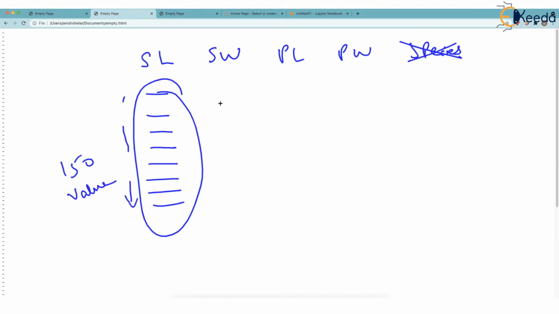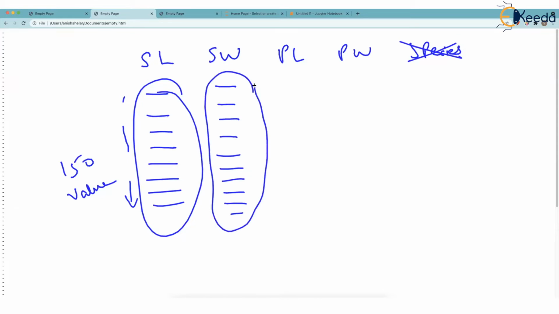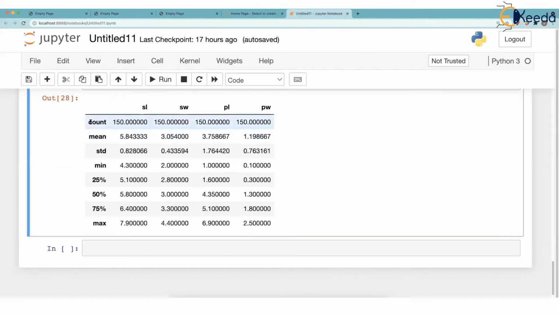Even for sepal width, there are 150 values. So if you count how many values are there, 150. For each of them, the count will be 150. That's what has been described. Correct? All the counts are 150. You might wonder, what's the use of this? Of course, the number of sepal length values should be 150 because there are 150 rows.